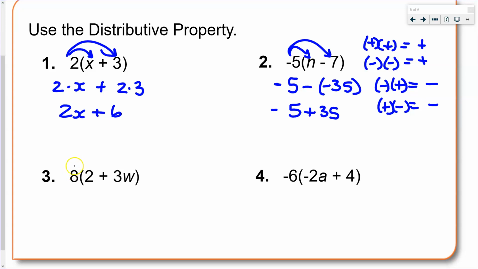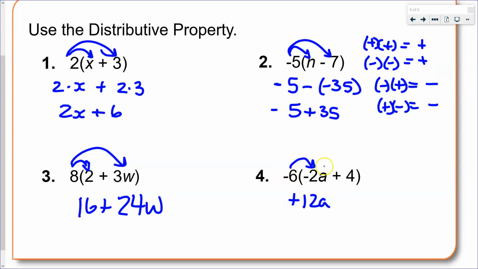All right, here we go. 8 times 2 is 16, plus 8 times 3 is 24w. Again, you cannot add these together because they're not like terms. Okay, here we got 2 negatives. Negative 6 times negative 2 is positive 12a. We got negative 6 times a positive 4, right? Because this is like plus 4. And that will give us a negative 24. All right, so it's that simple. You don't need to write this positive sign. And that's the distributive property.